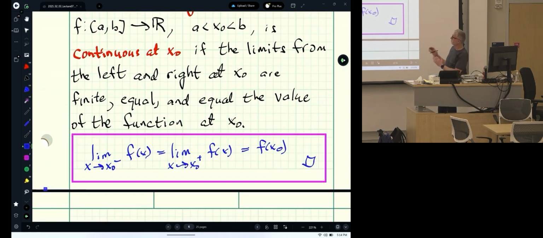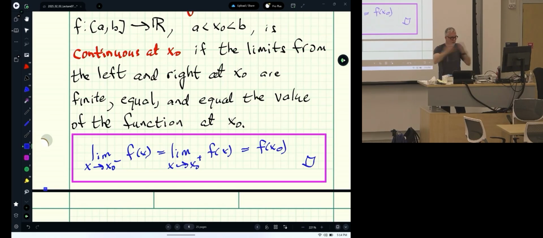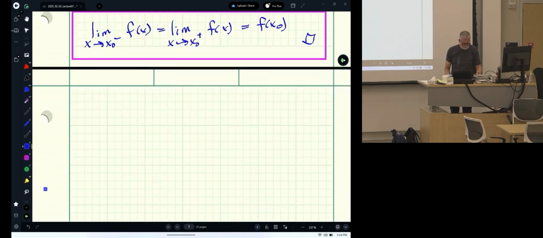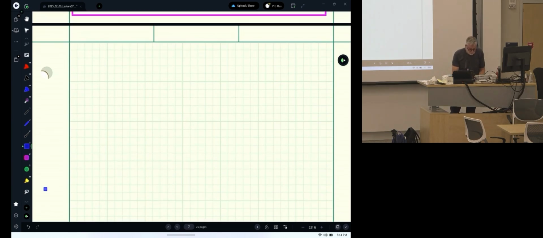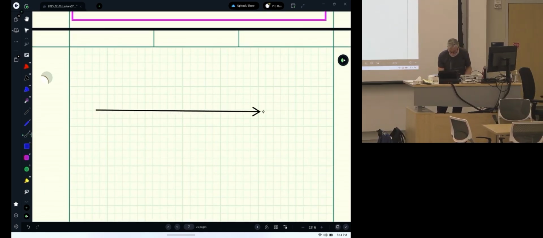Okay, so me, I like the formula, and then I try to turn the formula into English and I mess it all up, okay? So the formula is precise and captures everything you want: limit from the left, limit from the right, and the values of the function. They're all the same. Okay, so now I'm going to try to draw a graph. We're going to apply this definition.